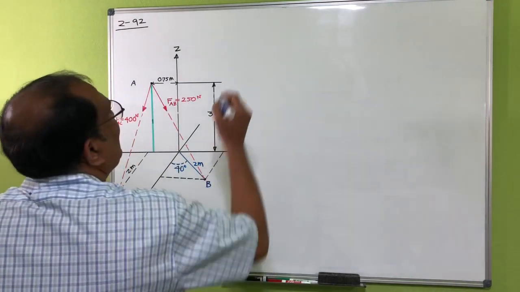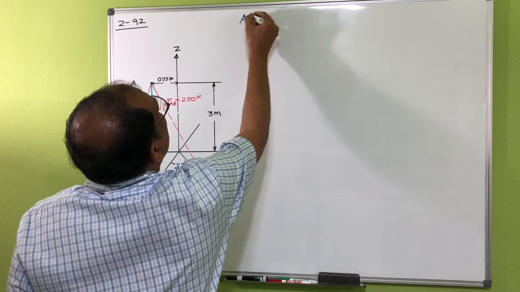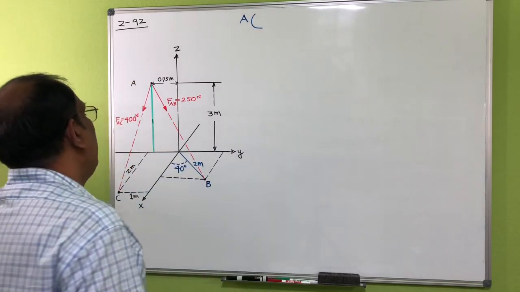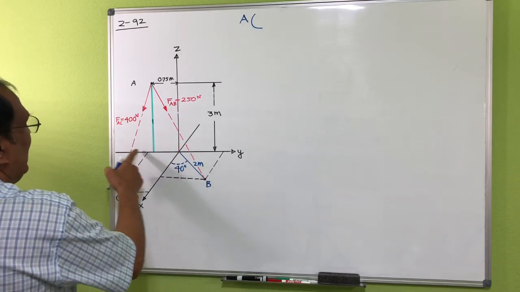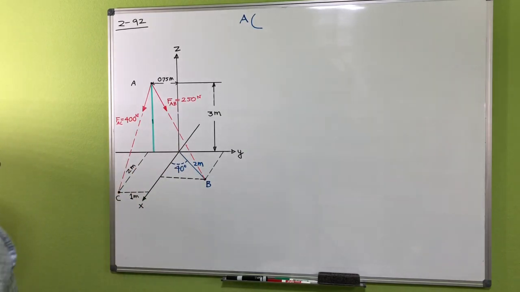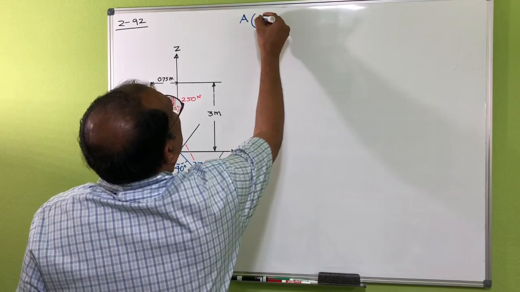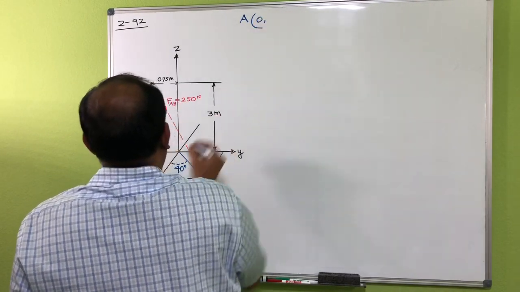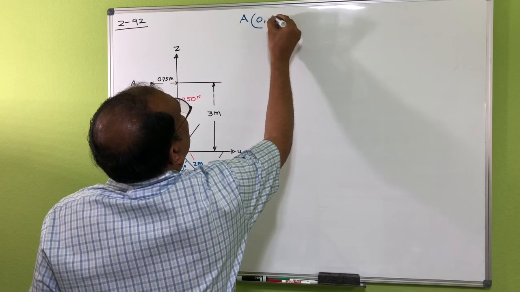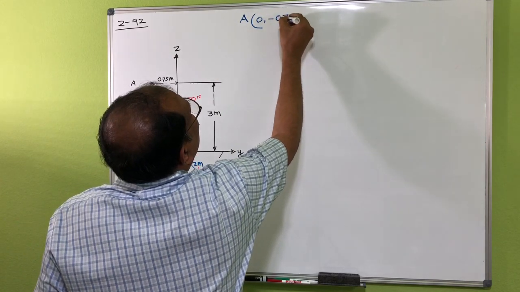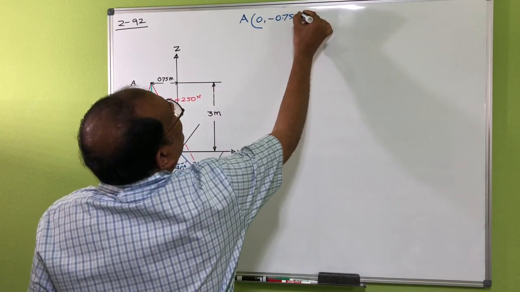Okay, so as usual, let's try to find out the coordinate for A, B, and C. So you can see for A, coordinate of A, you can see this one is in this direction, right? So that's your x equal to 0, y equal to minus 0.75, and z equal to 3 meter.